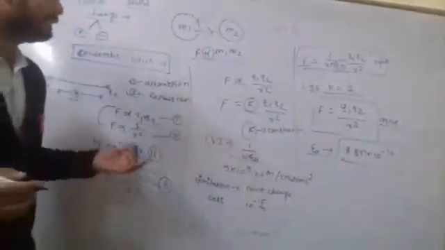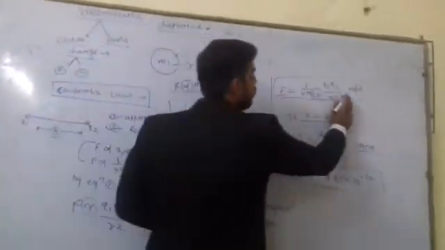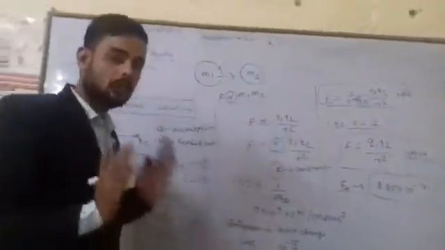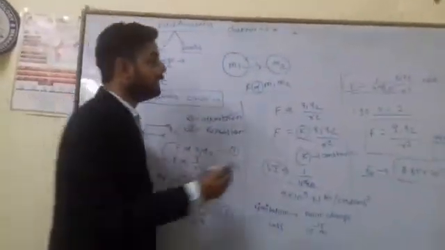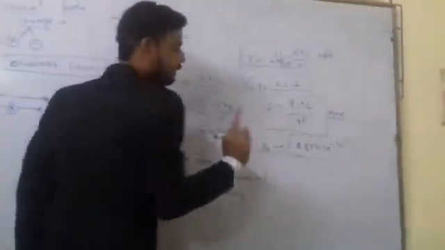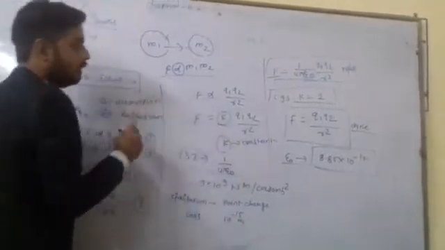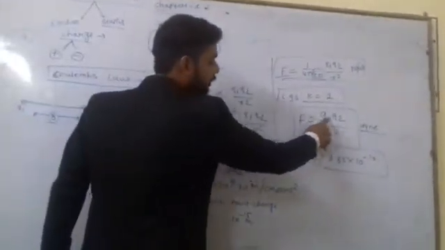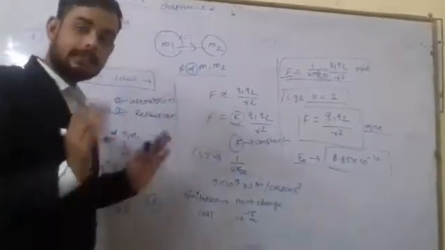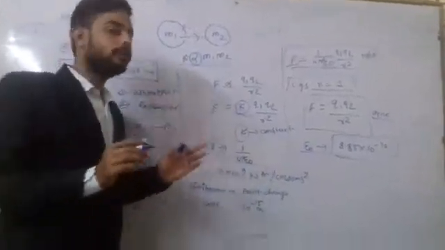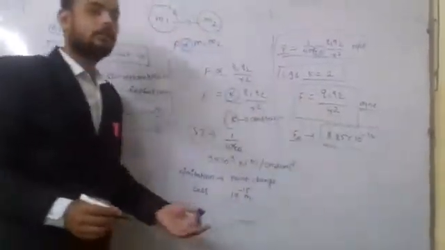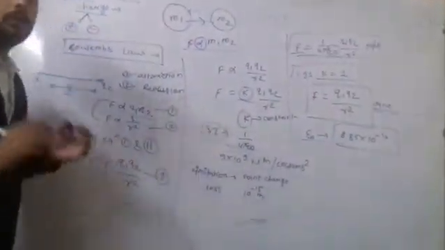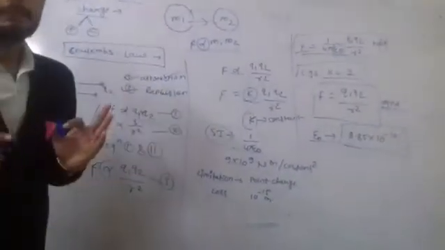We know that in the SI system, the unit of force is Newton. If we talk about the CGS system, the value of K is 1. So we put K is 1, and F is equal to q1 q2 upon r square. In the CGS system, the unit of force is dyne. This is our Coulomb's law of electrostatics.